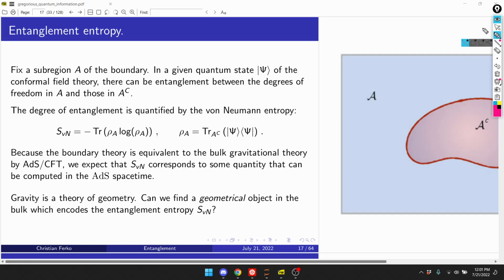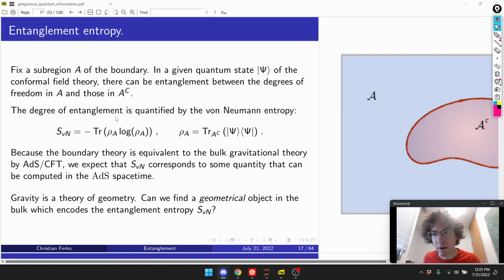Now, let me tell you about one aspect of this correspondence. Let's go to the boundary, which is again some manifold, fix a subregion A, which might look like this region A on the side of the picture, which I'll zoom in on in a moment. And again, I'll explain this notation a little more later, but in some given state of this field theory on the boundary, you can have entanglement. You can have entanglement between degrees of freedom in the region A and its complement. And we have a number. There's something called the von Neumann entropy, which quantifies the degree of entanglement between those two regions. And again, we'll see what this partial trace means eventually, but this is some number you get that measures how entangled the region A is with A complement.